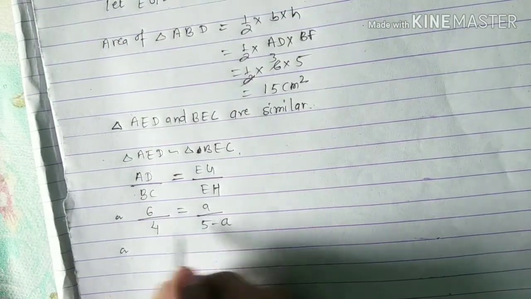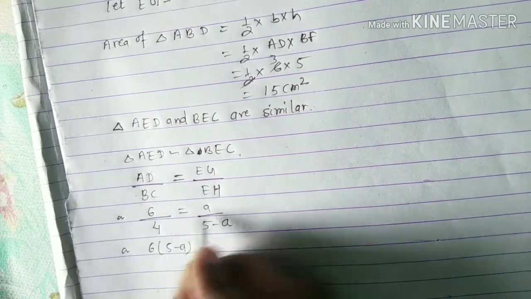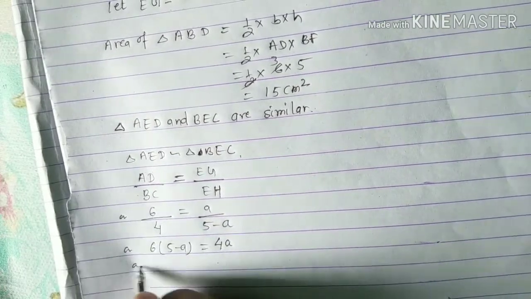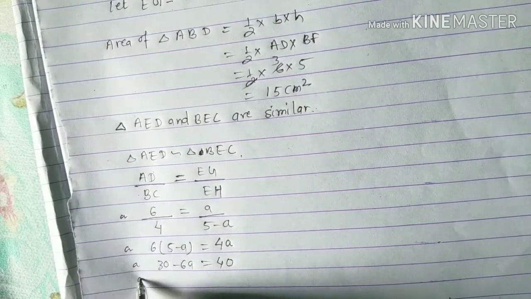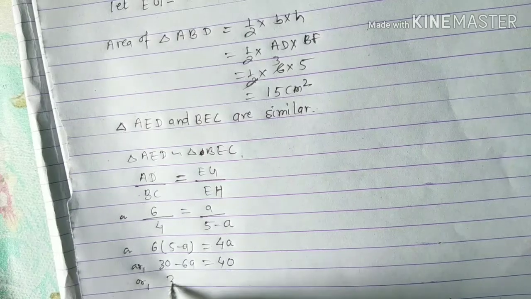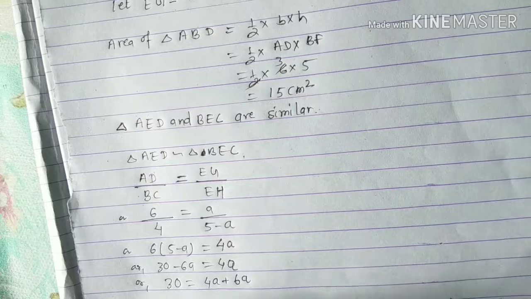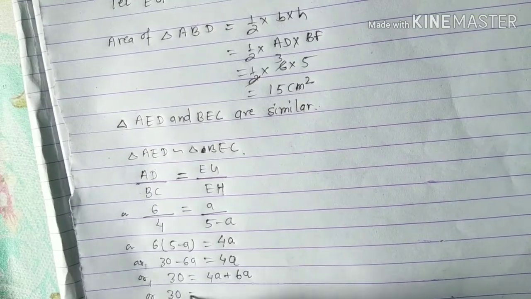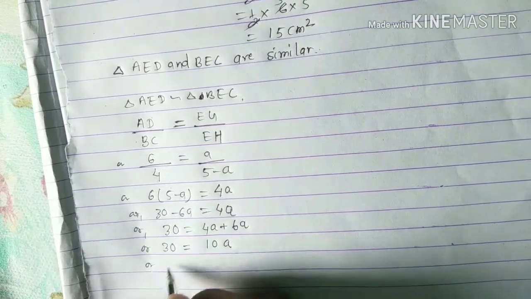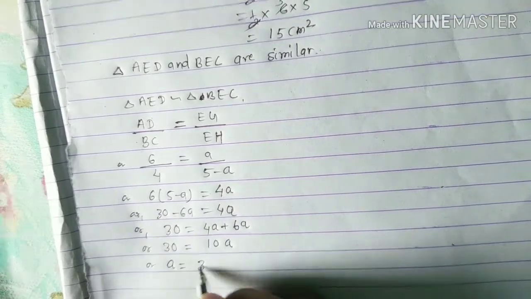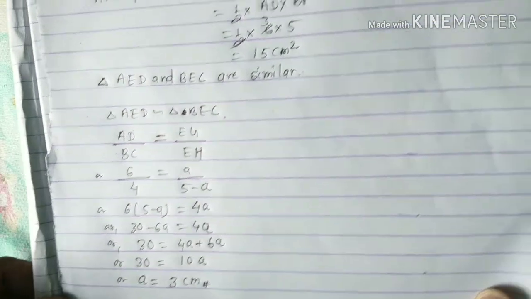After solving this, 6 times (5 minus a) is equal to 4 times a, which is 4a. 6 fives are 30, so 30 minus 6a is equal to 4a, or 30 is equal to 4a plus 6a, or 30 is equal to 10a, or a is equal to 3 centimeter. So we got a as 3 centimeter here.